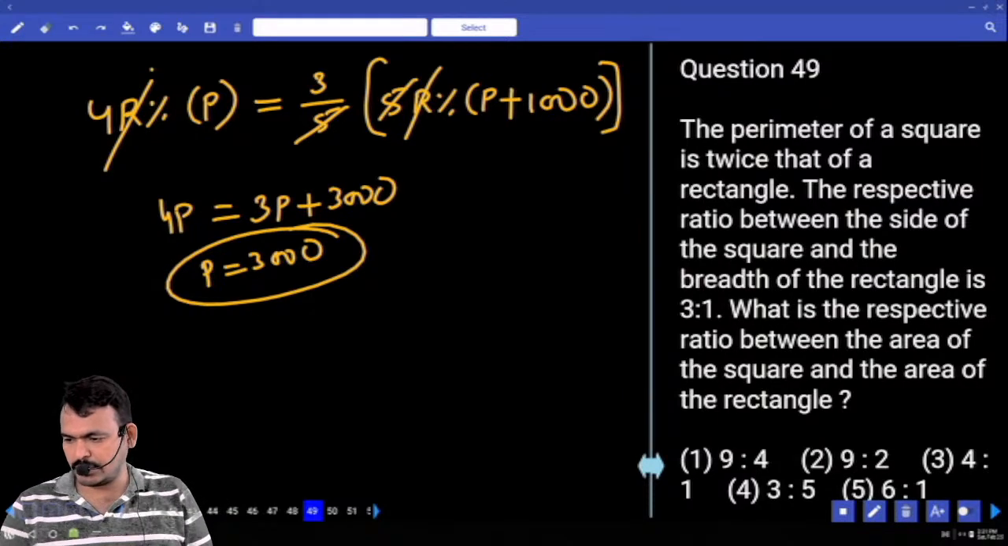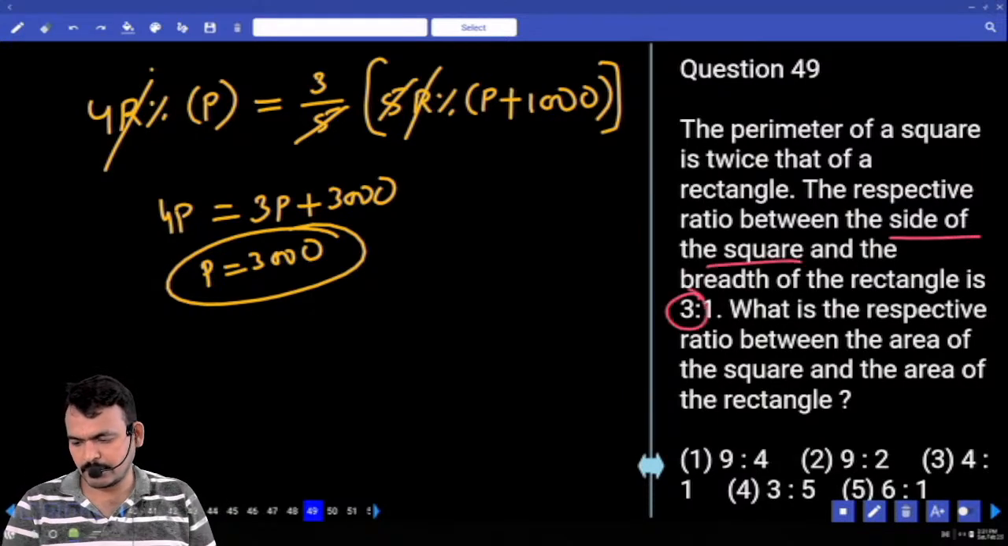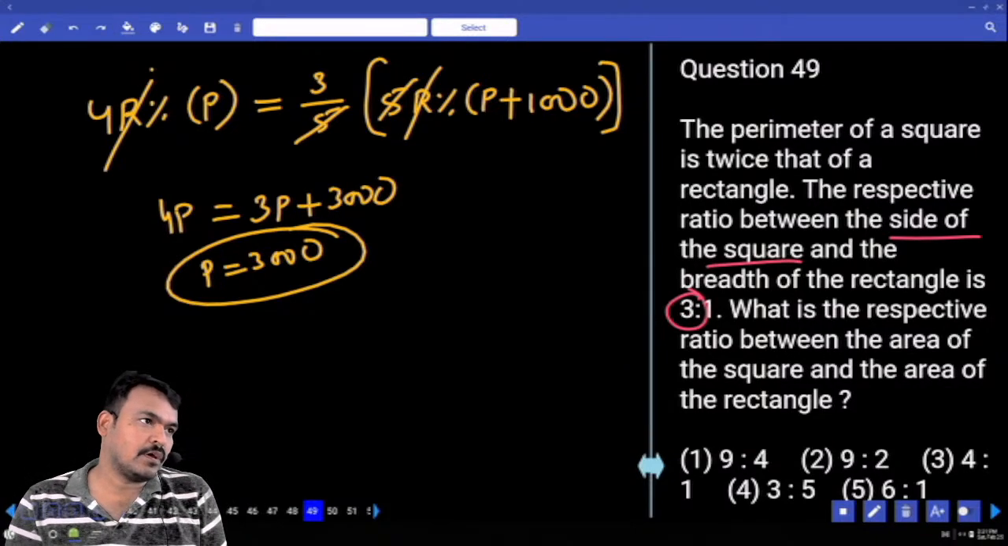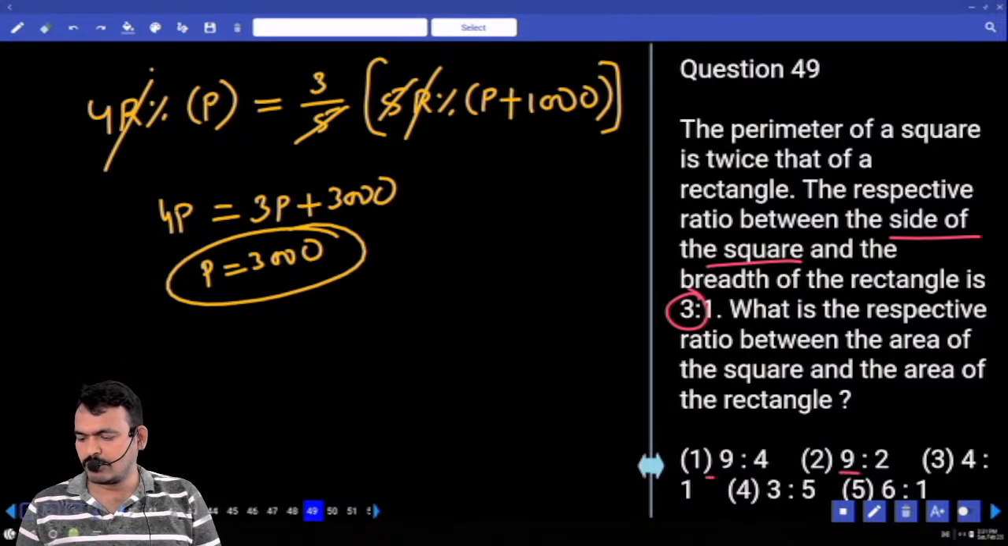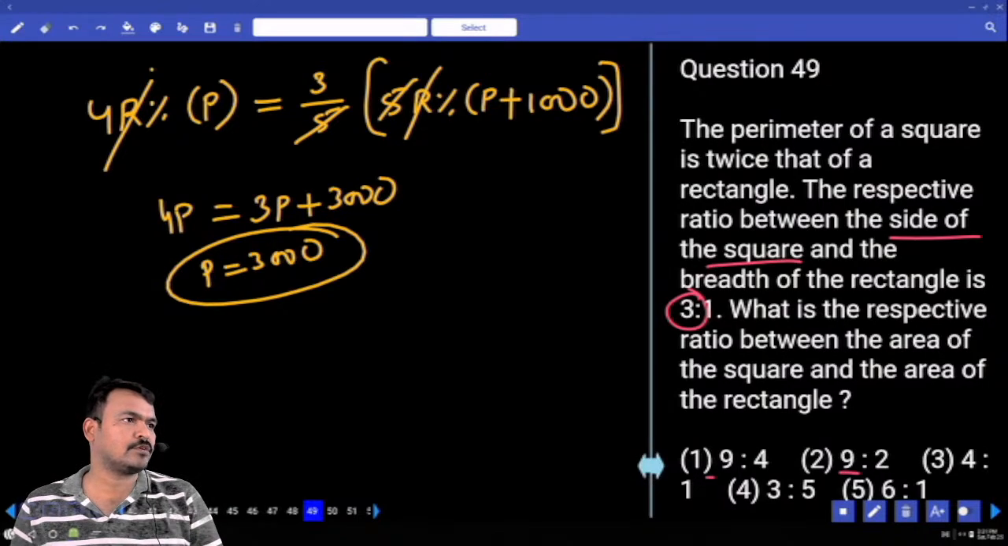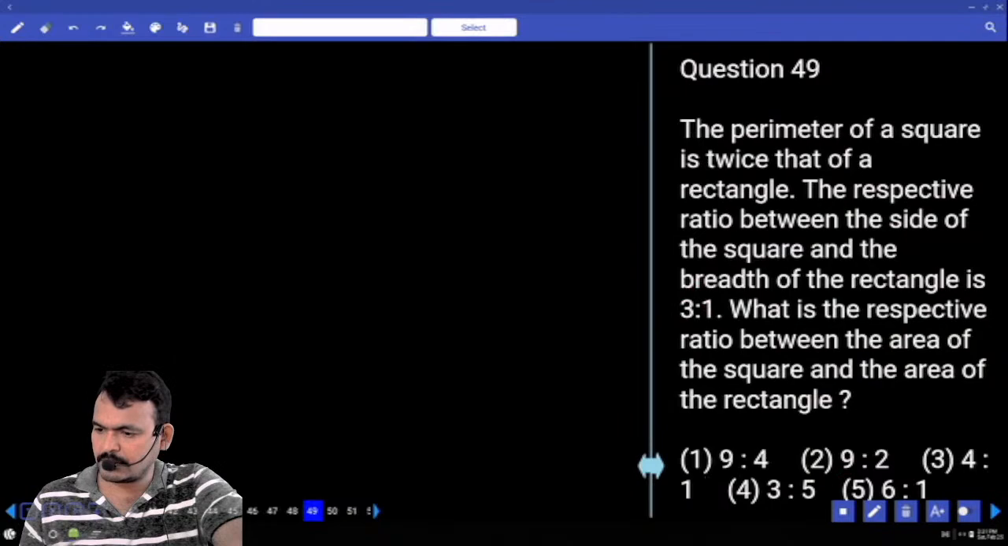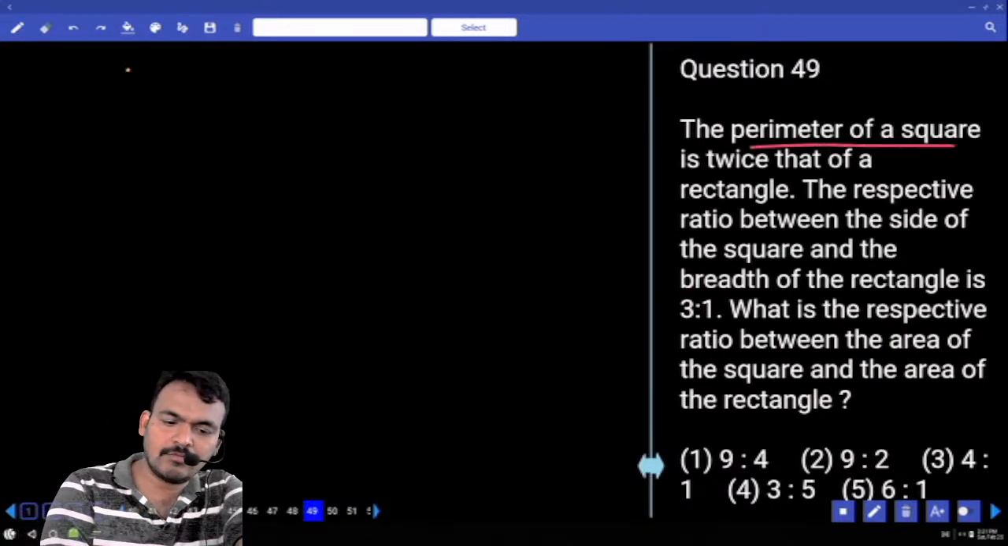Before solving the question, the side of the square is how many parts? 3 parts. What is the area of the square? 3 squared, means 9 parts squared. Means the first value must be a multiple of 9. How many options? 2 options. If it is only one option, that is the answer. But here there are 2 options.